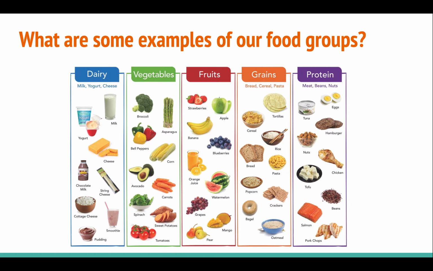So some examples of what you can eat on a daily basis to get your dairy requirement is milk, yogurt, cheese, chocolate milk, string cheese, cottage cheese, smoothies, and pudding.